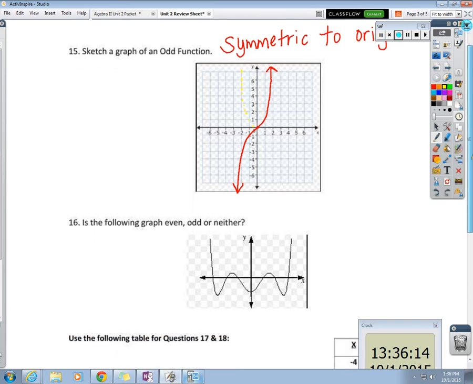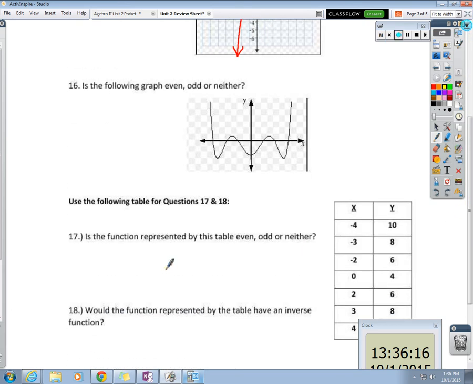All right, number 16. Is the following graph even, odd, or neither? Even. That's symmetric to the y-axis. Look, here's the y-axis. If you take this half of the function and reflect it over the y-axis, won't this hump land directly on top of that one and this curve over here land right here? So that's symmetric to the y-axis, so it's even.